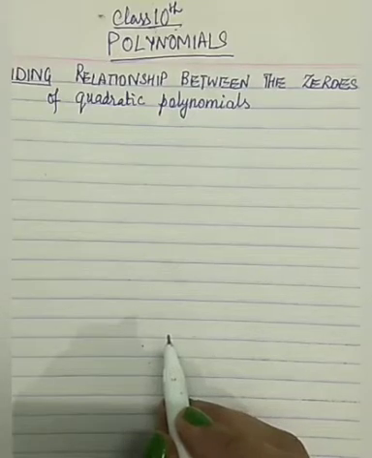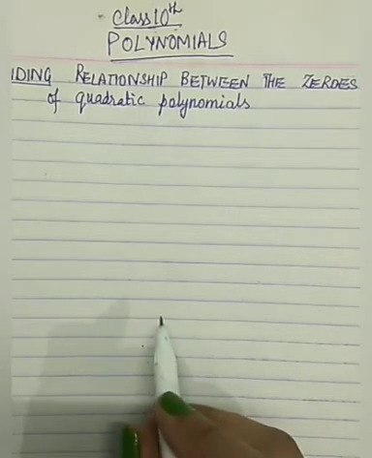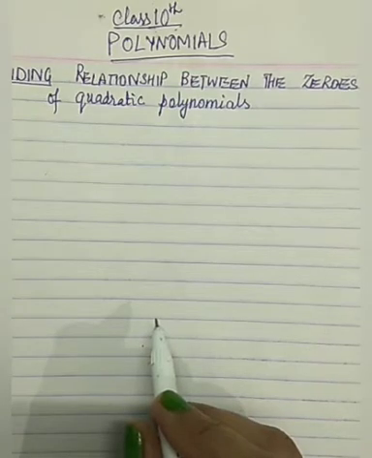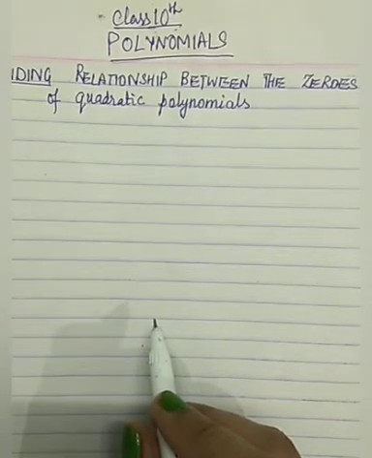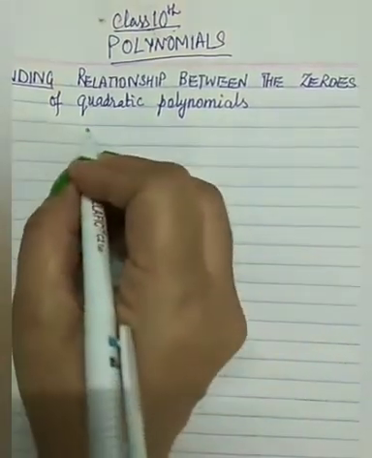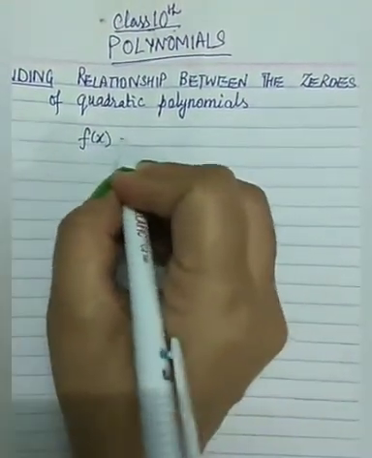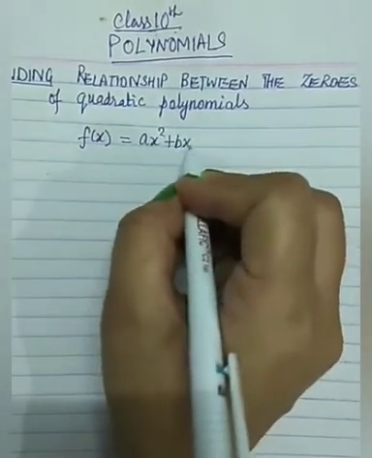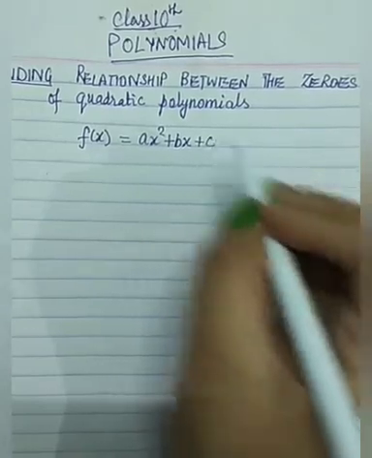Hello students, today we are going to discuss another topic on polynomials. This is for class 10th. Today I am going to discuss the relationship between the zeros and coefficients of a quadratic polynomial. You know, a quadratic polynomial is given by what function? f(x) is equal to ax square plus bx plus c.